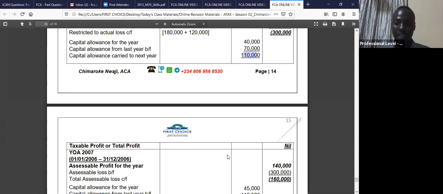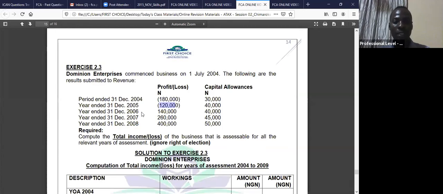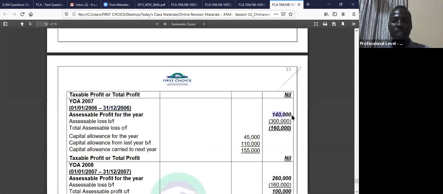Now the next year, which is the account ending in December 2006, you have a profit of 140. Very good. Now you bring your profit of 140, you bring the loss from last year, which we said was 300 instead of 360. Okay? When you less your profit from your loss, it gives you a resultant loss of 160. That's fine. Then your capital allowance for the year is this.